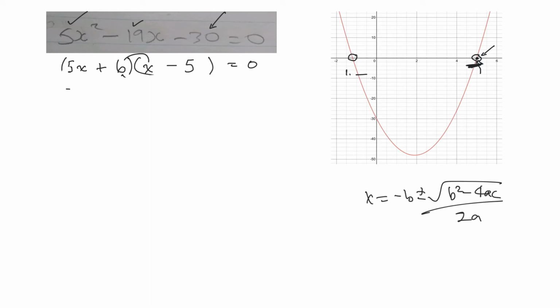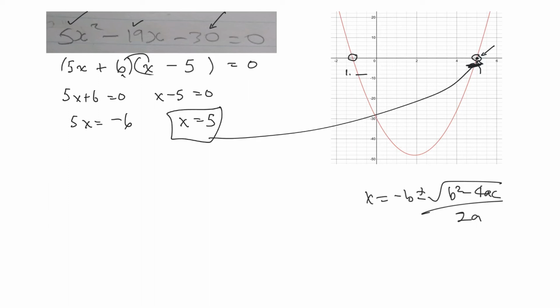So to solve, I'd need to go 5x plus 6 is equal to 0, and x minus 5 is equal to 0. So here 5x is equal to a negative 6, and x is equal to 5. So that's one of my answers shown there. And the other one, divide both sides by 5. I get negative 6 over 5, which I think is negative 1.2-ish. And if you take a look at that point there, yeah, it's going to be negative 1 point something. Okay, hopefully that helps you with that one.